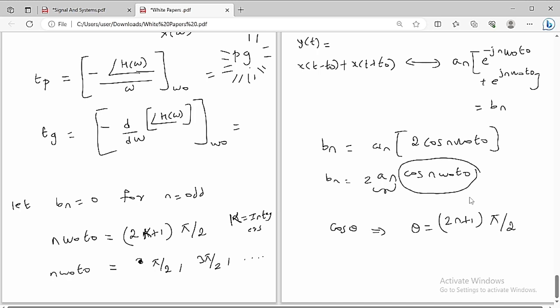So now let us assume. By comparing, what we can say? By comparing, we can say that n is equal to odd and omega naught t naught is equal to pi by 2. So we can say like this, right? So what is omega naught?